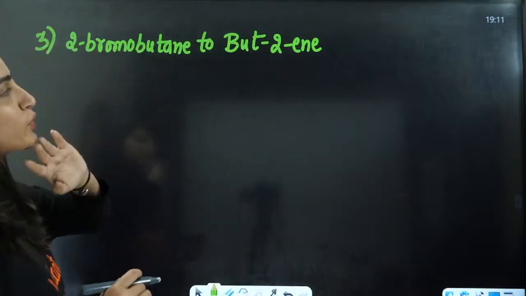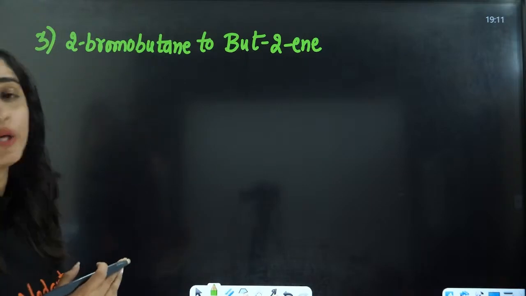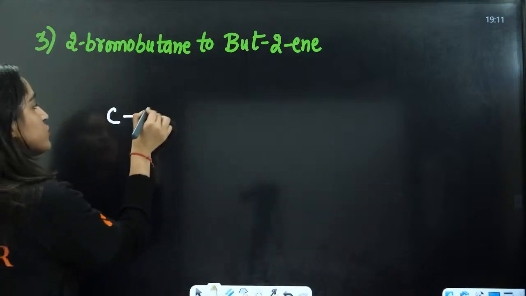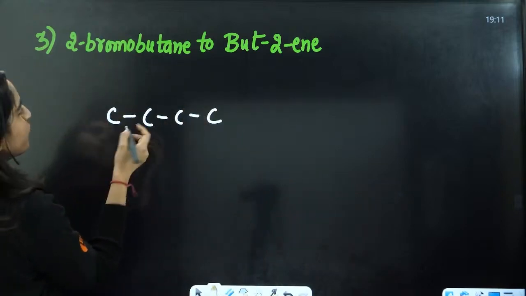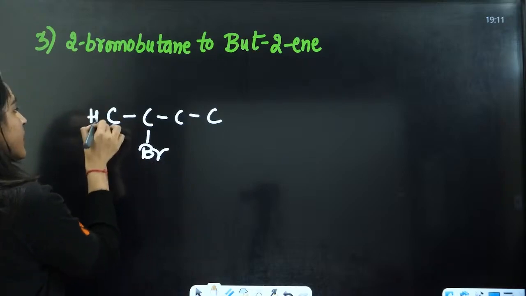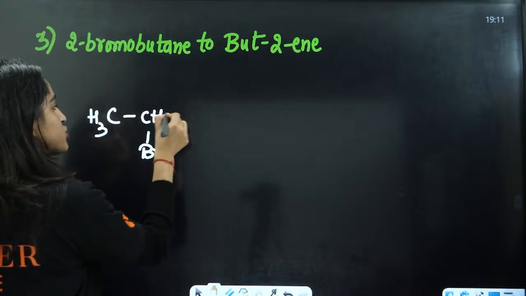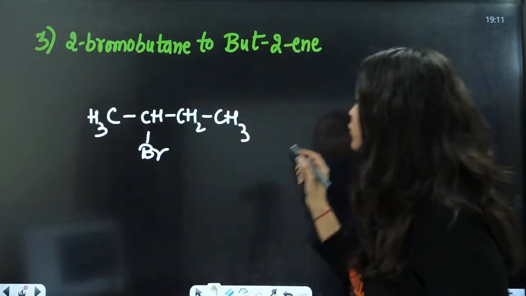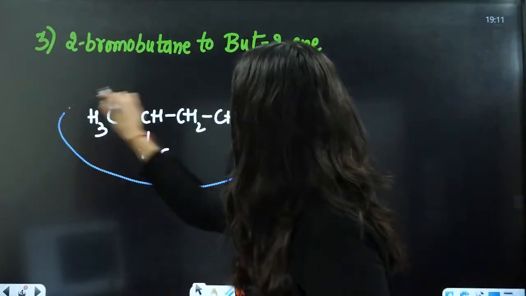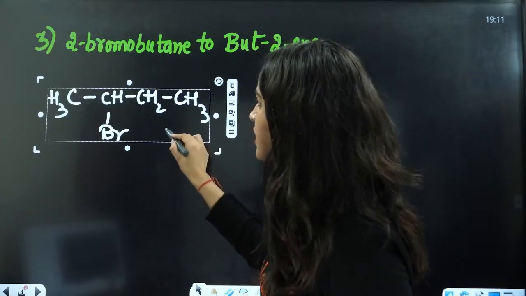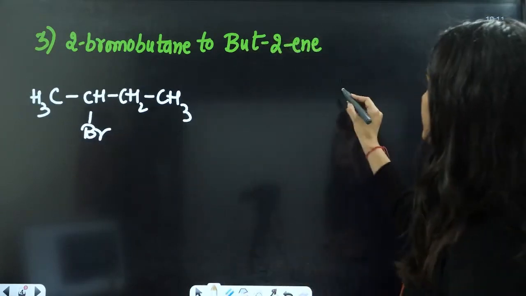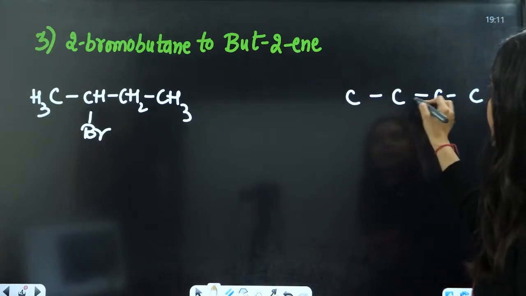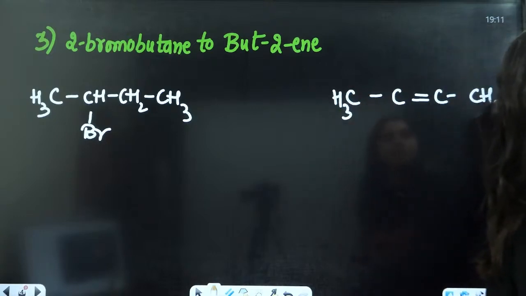So this is 2-bromobutane, everyone. 2-bromobutane to but-2-ene. This is 1, 2, 3, 4, and this is 2-bromo, which means here this is CH3 and this is going to be CH2, CH3. This is 2-bromobutane to but-2-ene. What is but-2-ene, anybody? Everybody in the chat box. But-2-ene is 1, 2, 3, 4 and 2-ene. That means here this is CH3, this is CH3.